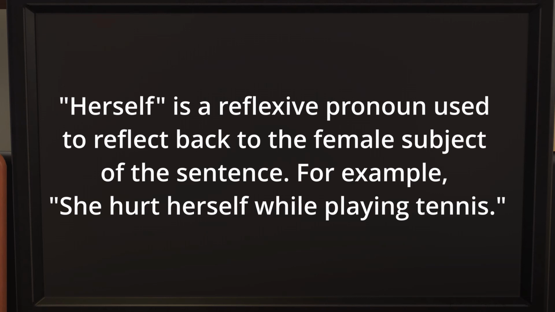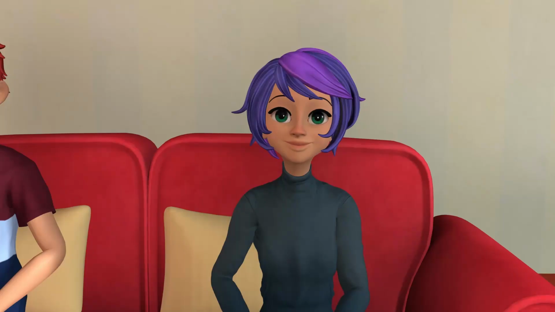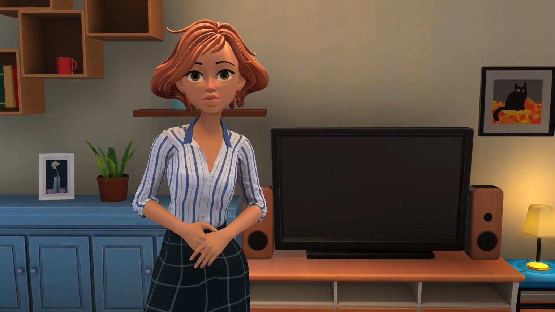Herself is a reflexive pronoun used to reflect back to the female subject of the sentence. For example, she hurt herself while playing tennis. So, herself emphasizes that the action is done by the same female person who is the subject of the sentence? Exactly, Kim. Herself is used for emphasis or to show that the action is done independently by the female subject.